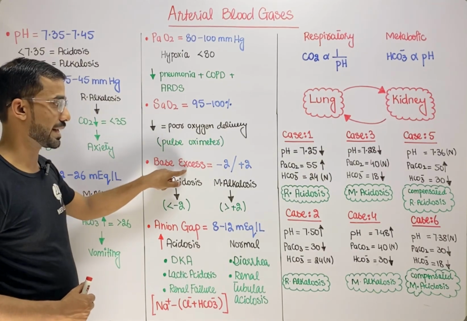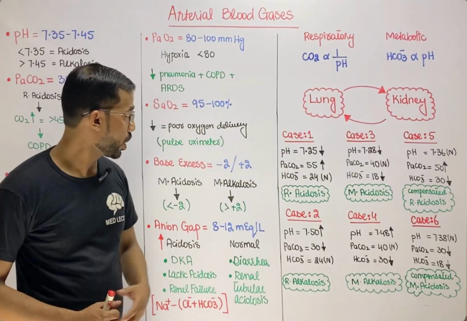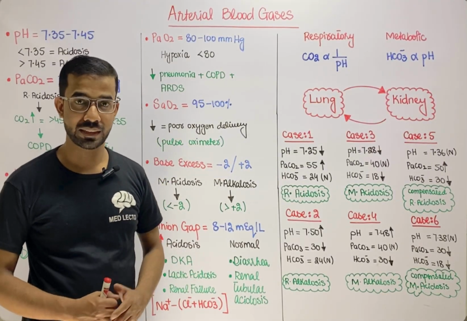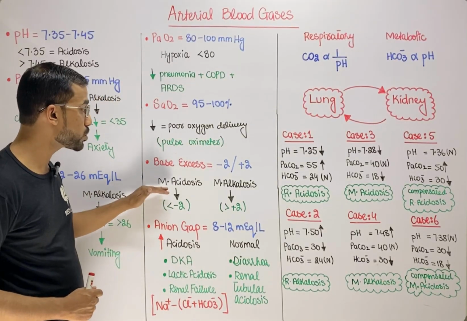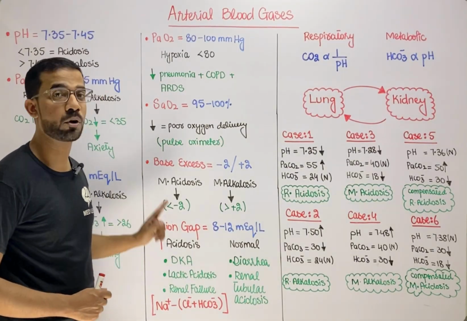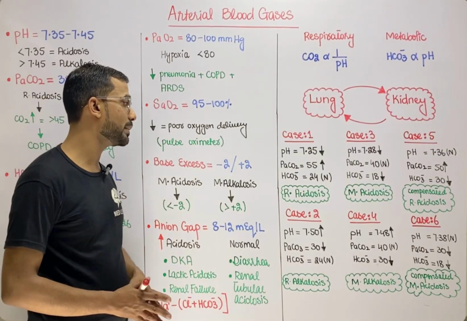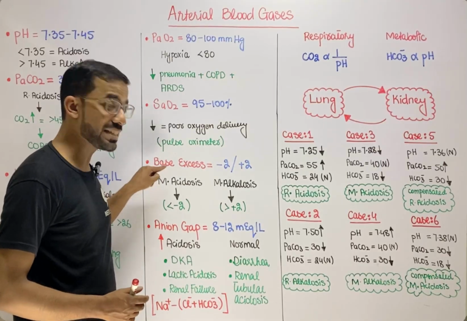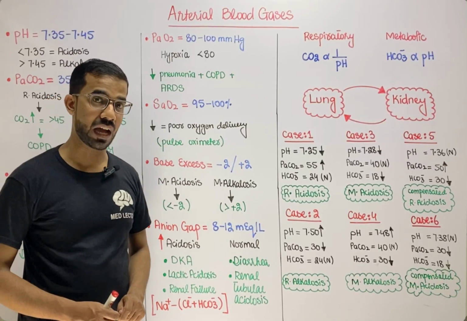Next is the base excess, which will tell you about the metabolic conditions. Its range will be -2 to +2. If the value is less than -2, then it goes towards acidosis. That is another important thing, metabolic acidosis. And if its value is greater than +2, then it will be metabolic alkalosis. So this is how base excess tells you about metabolic acidosis and alkalosis.